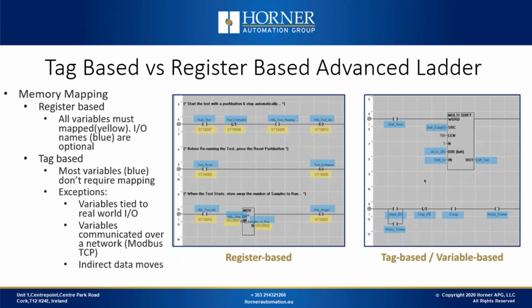Okay, so now let's take a look side by side at some of the key differences between register-based and tag-based logic. So first, let's take a look at memory mapping. With register-based logic, as you can see in the graphic on the left, all the variables in yellow must be mapped by the user, and all the IO names in blue are optional. With tag-based logic, as you can see from the graphic on the right, you'll see the variable names highlighted in blue, with no reference to mapping, as it isn't required for most variables, although there are some exceptions.